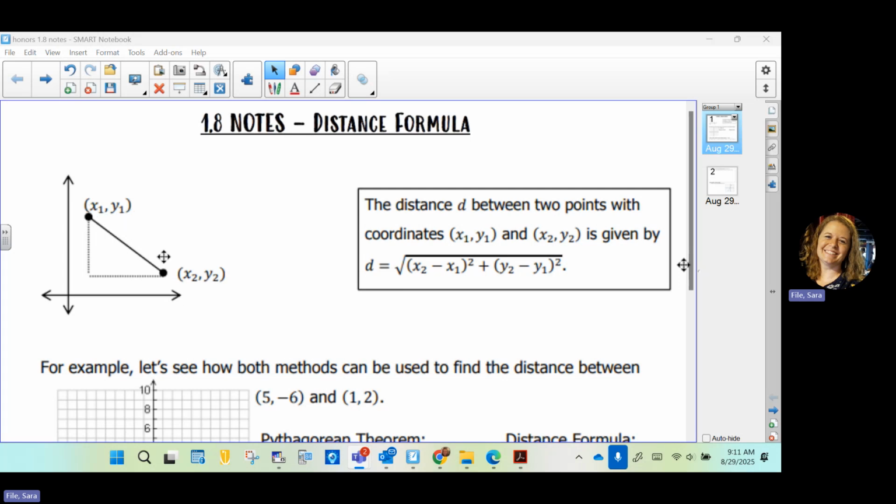When you're finding the distance between 2 points, you'll identify point 1 and point 2. It does not matter which is which. Point 1 is going to be x1, y1. Point 2 will be x2, y2. The distance formula is here. You're finding the change in x and the change in y, squaring both, getting the sum, and then taking the square root.